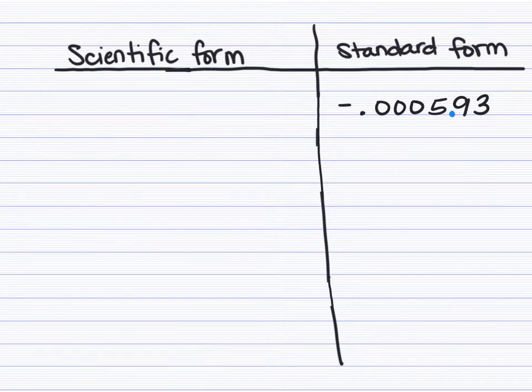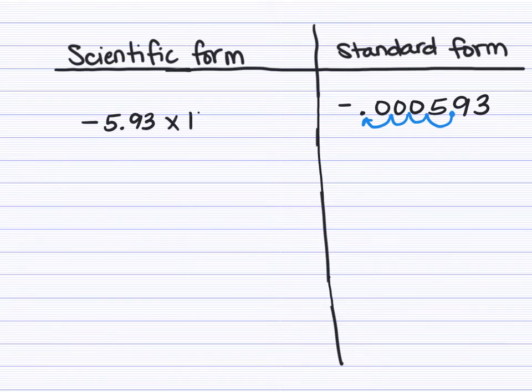And now I'm going to count how many spaces it takes me to get from my new decimal to my old decimal. 1, 2, 3, 4. It took me 4 jumps to get to my new decimal. So now let's write this in scientific notation. Negative 5.93, that's where my new decimal is.